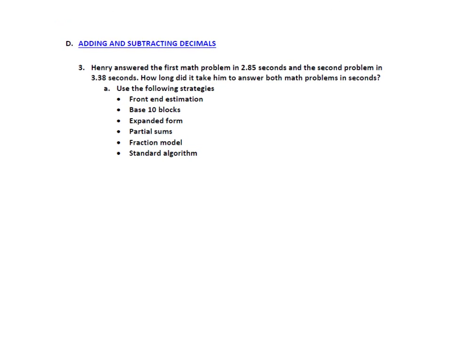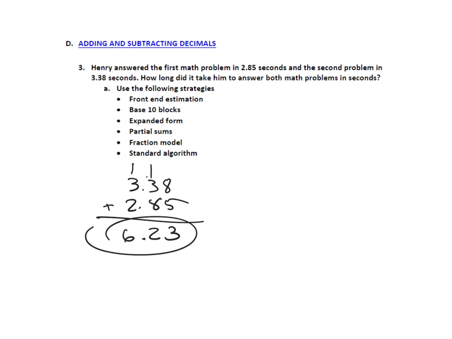And then finally, your standard algorithm, 3 and 38 hundredths, and 2 and 85 hundredths. So 8 hundredths and 5 hundredths is 13 hundredths. 13 hundredths is 3 hundredths and 1 tenth. So that's why the 1 tenth is above the 3 tenths. So that's 12 tenths. And 12 tenths is 2 tenths and 1 whole. So the 3 and 2 is 5 plus 1 is 6.